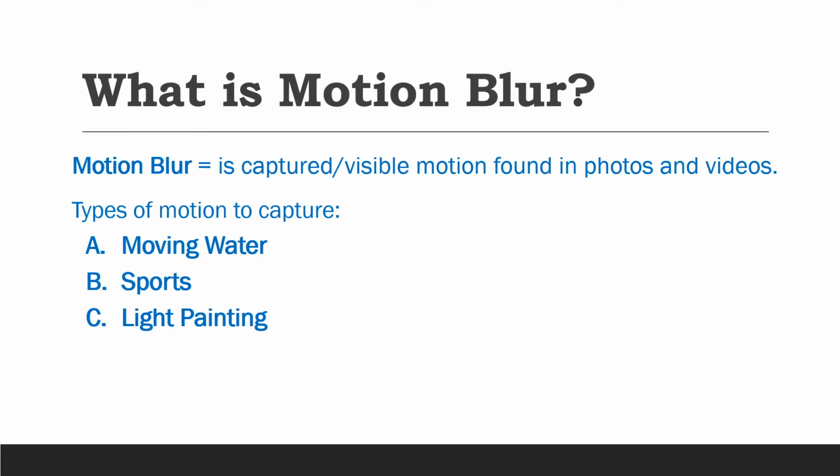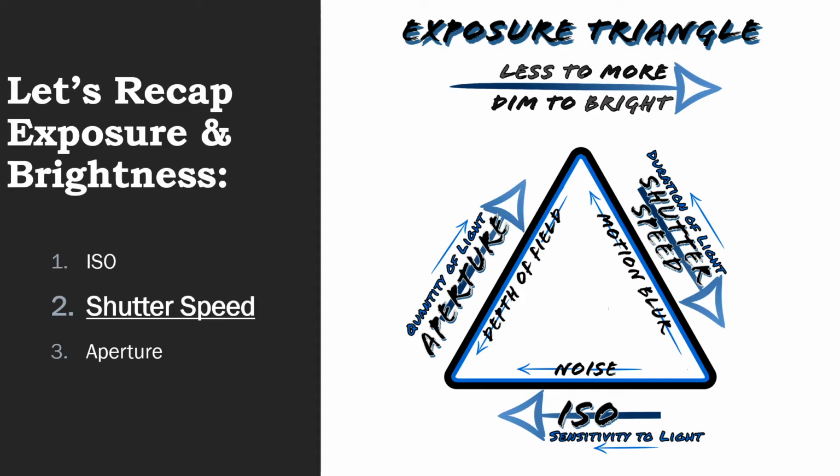The first reason is motion blur, and you can capture things like waterfalls or even do some cool stuff with light painting. And so the second reason why is exposure. Shutter speed is part of the exposure triangle, which is another tool that photographers can use, and it controls the duration of light that enters your camera, which is really good for long exposure photography.